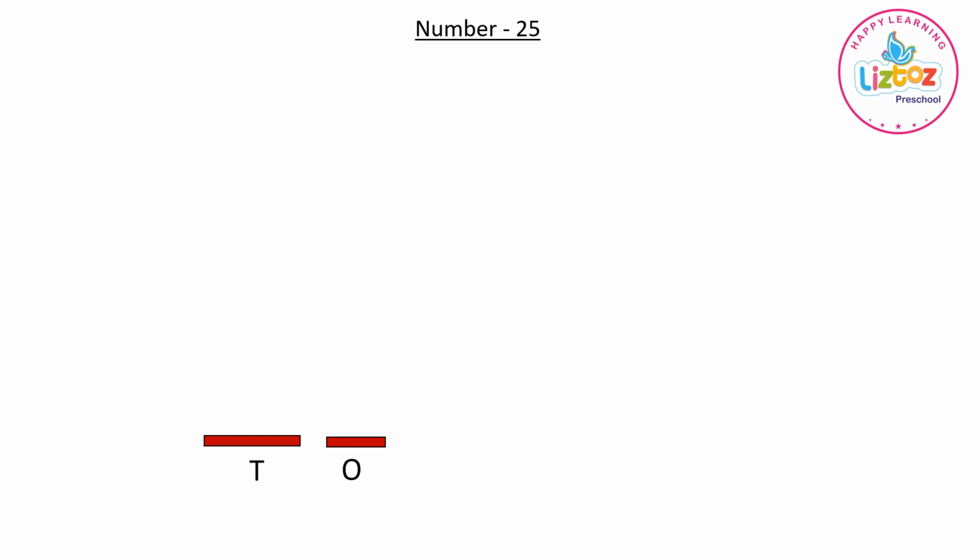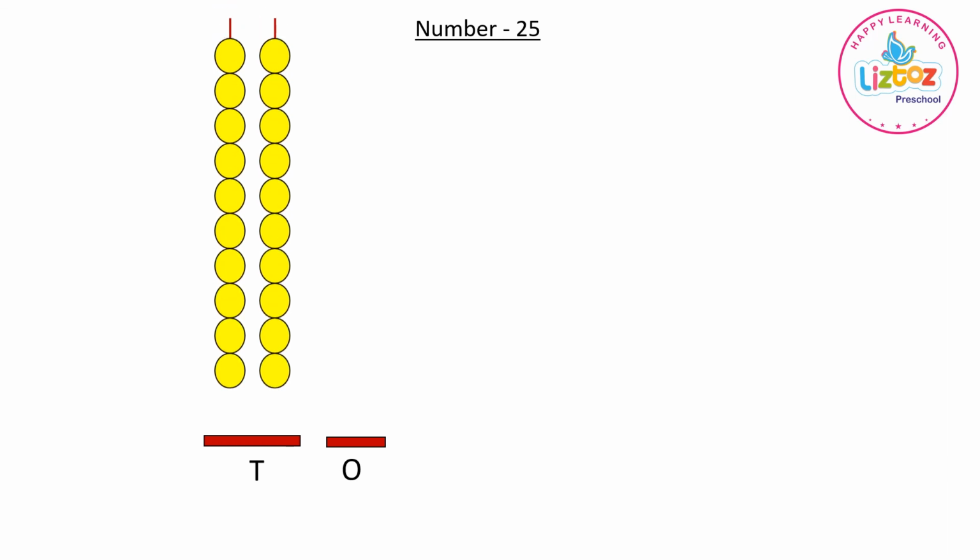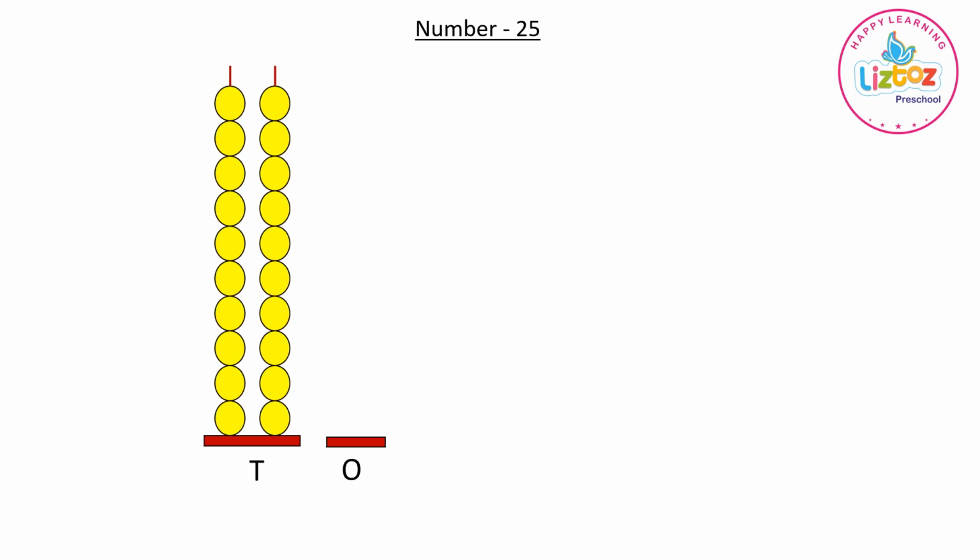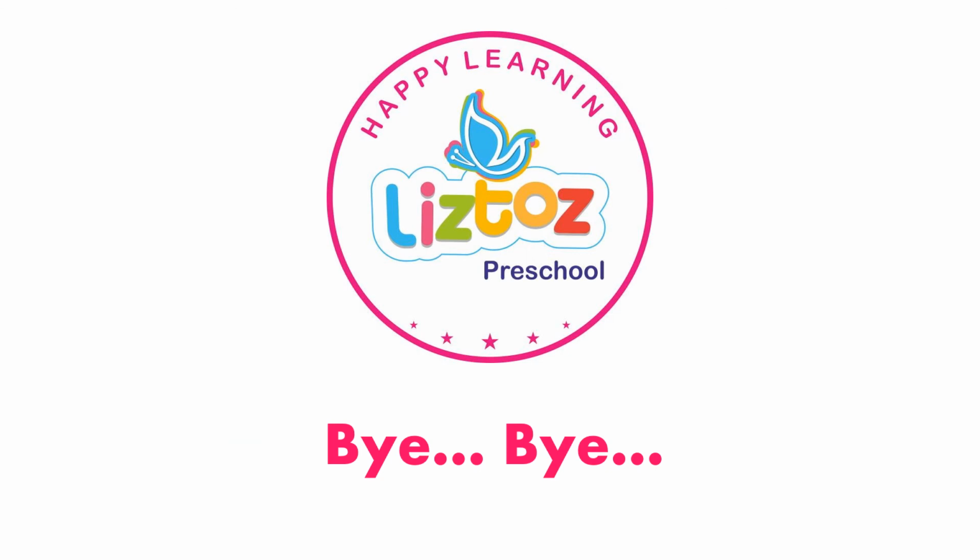Now in tens place, 2 tens. And in ones place, 1, 2, 3, 4, 5. So, 2 tens and 5 ones. 2, 5, 25. Okay, children?